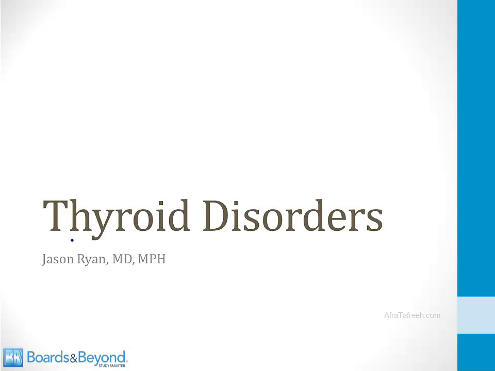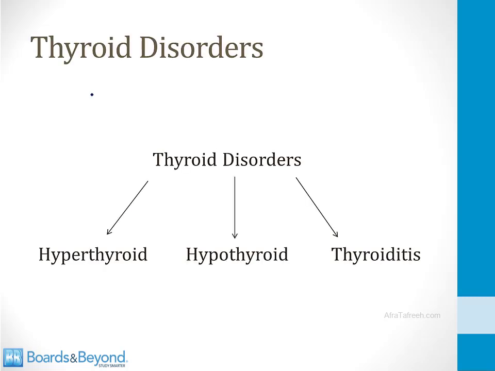Hi everybody, welcome to our module on thyroid disorders. You can basically think of thyroid disorders as falling into one of three categories. There are those diseases that cause hyperthyroidism, there are those that cause hypothyroidism, and then finally there are disorders which cause thyroiditis. And the reason thyroiditis is its own category is because thyroiditis can cause either hyper or hypothyroid symptoms.